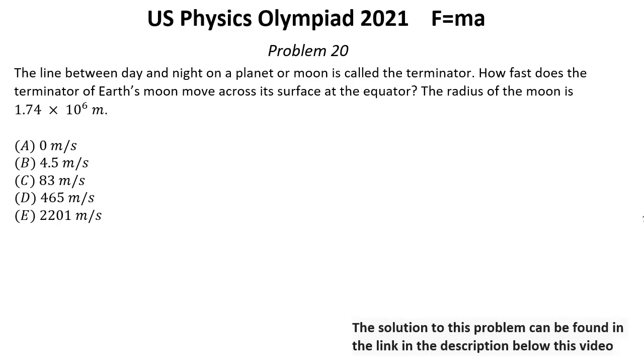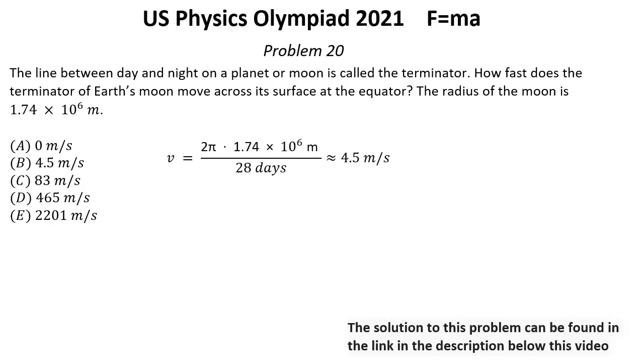The same side of the moon always faces Earth. This means the terminator runs all the way around the moon once per month. So the speed equals 2 pi multiplied by the radius of the moon divided by 28 days, which is approximately 4.5 meters per second. This is answer B, and that was the solution for problem number 20.